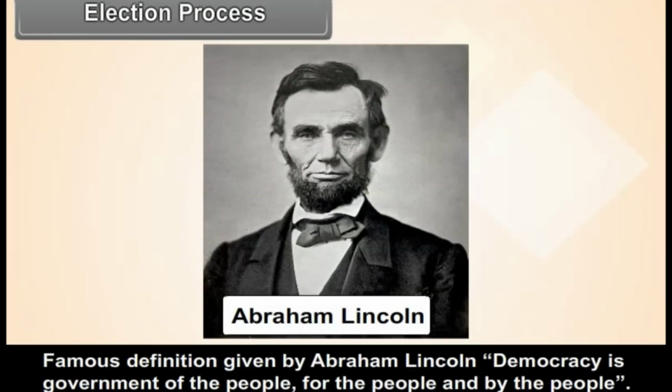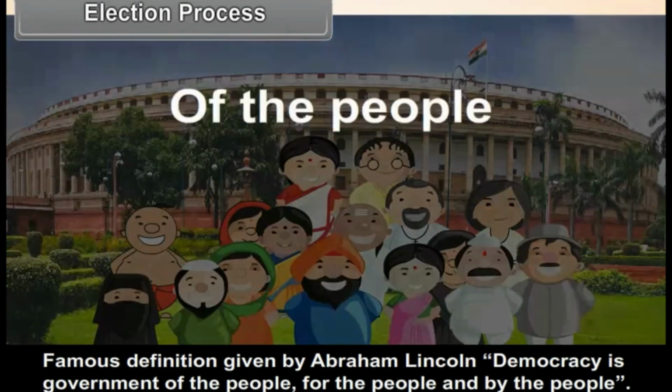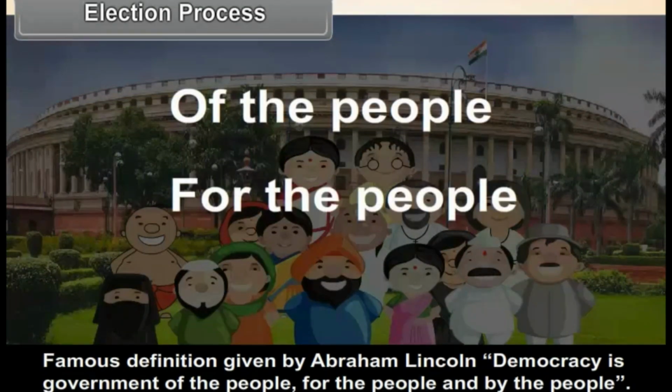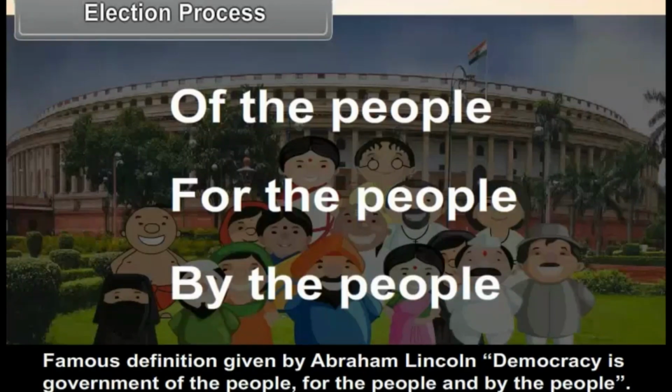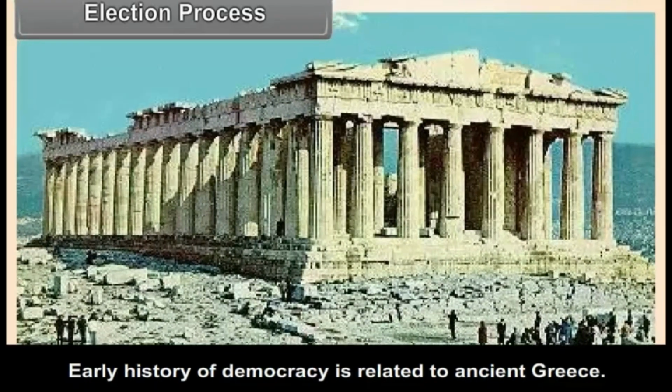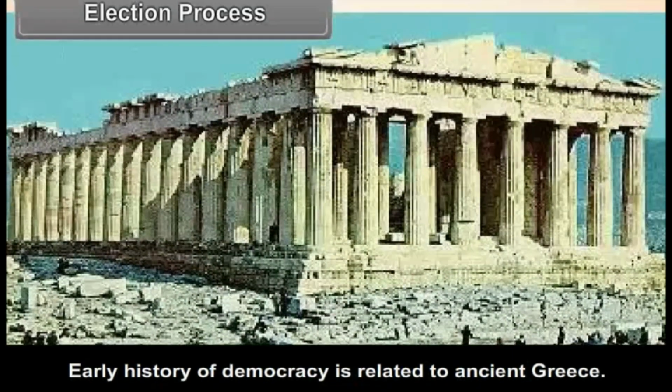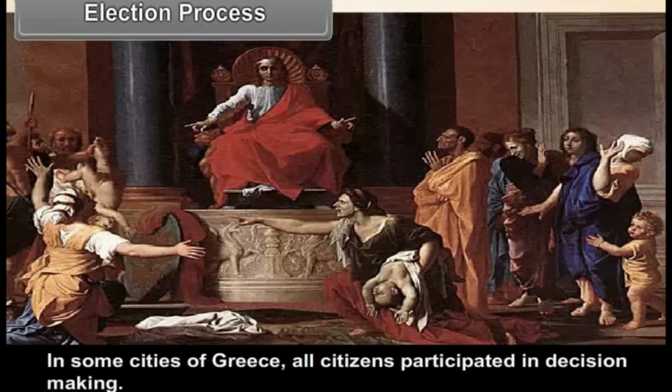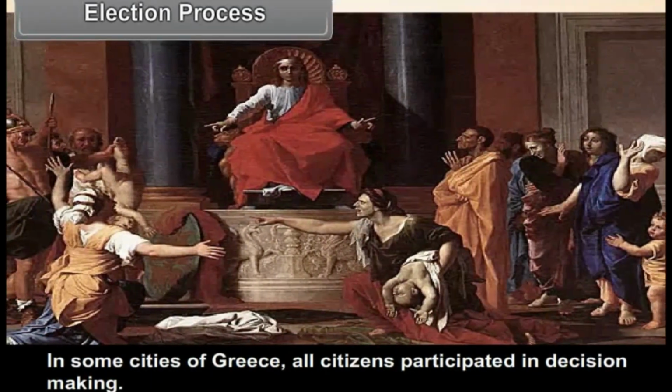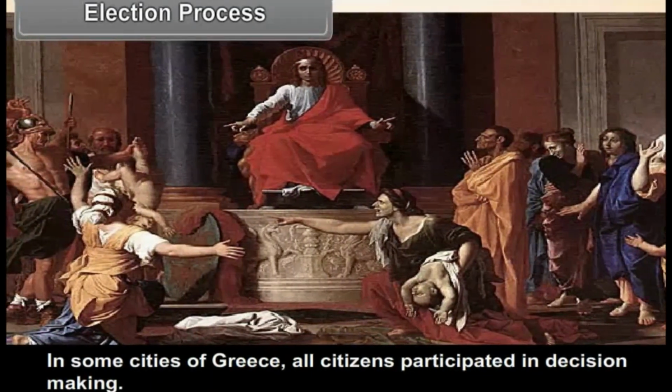A famous definition was given by Abraham Lincoln. Democracy is government of the people, for the people, and by the people. The early history of democracy is related to ancient Greece. In some cities of Greece, all citizens participated in decision-making.